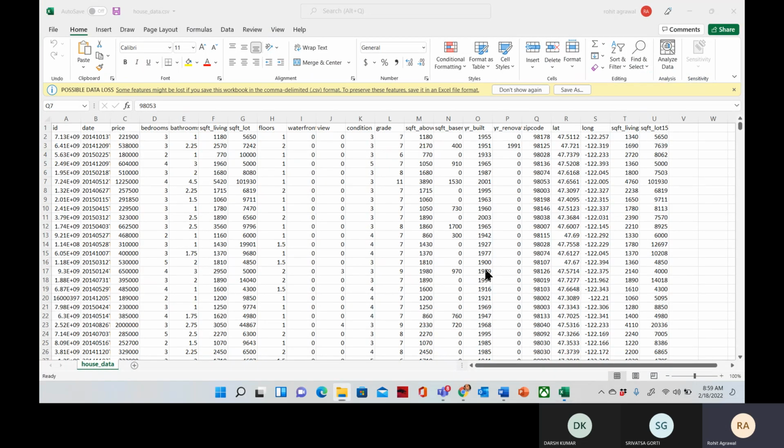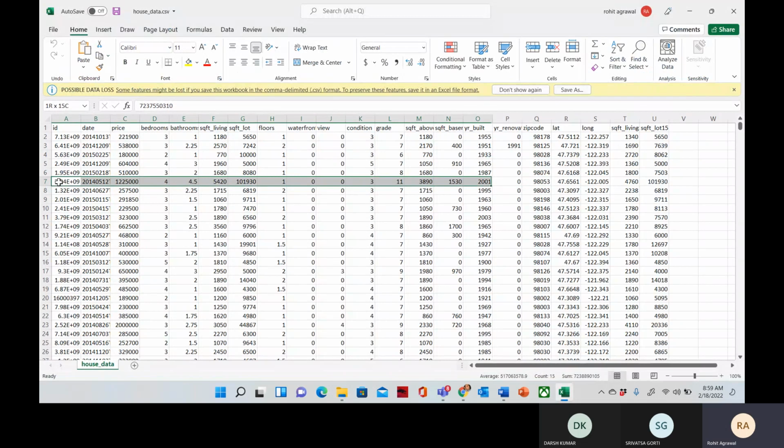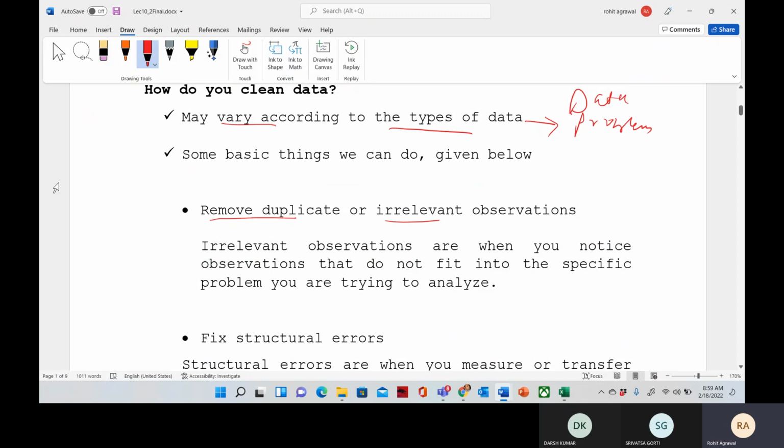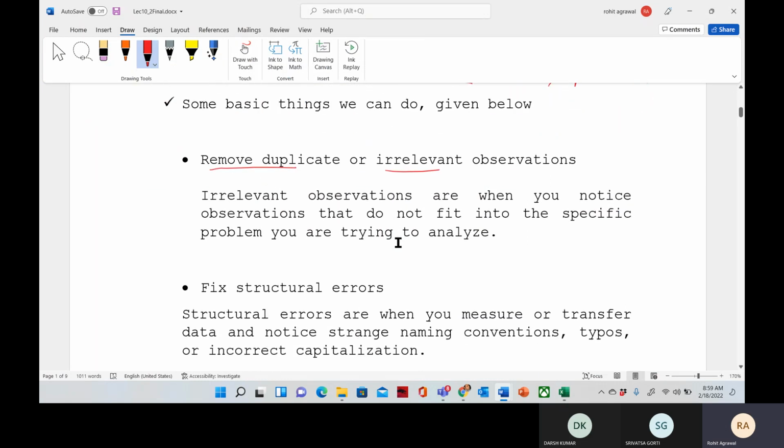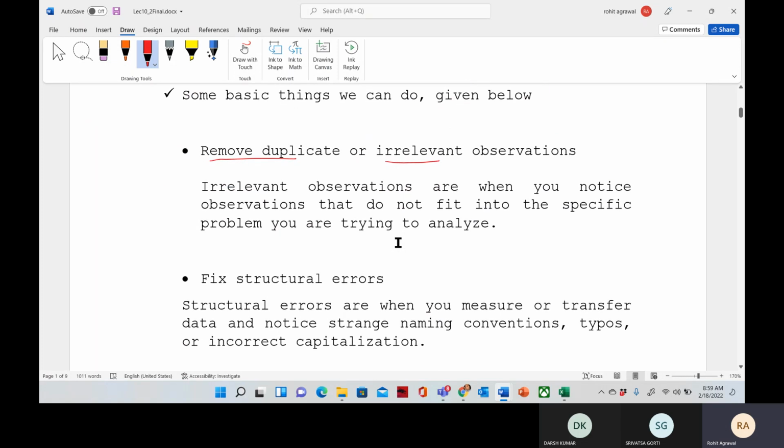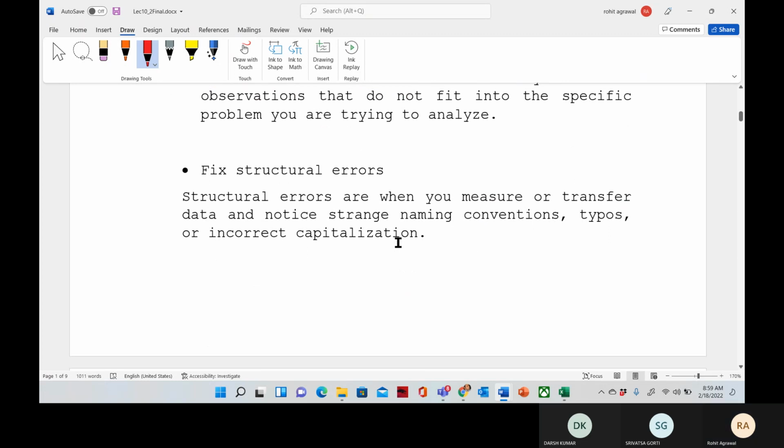Or duplicates: suppose you have this entry 2 times. You can say it is a duplicate entry, so it is better to delete this. So duplicate entries or irrelevant observations, which are not related to our problem, we can eliminate them. This one is clear.